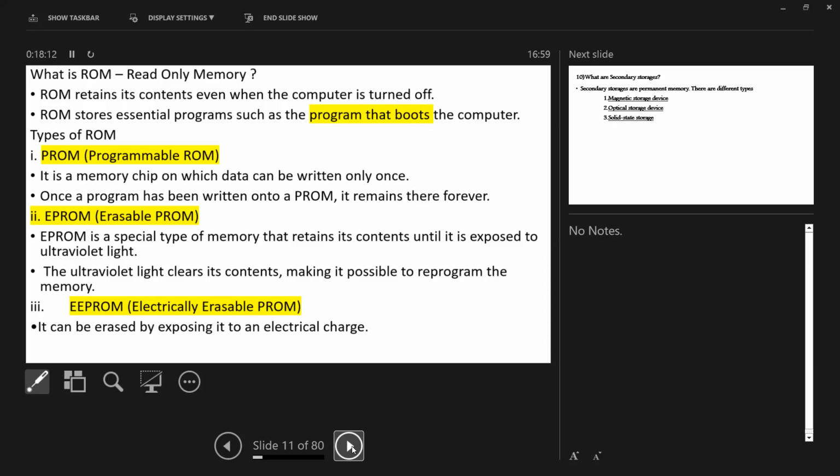EPROM, erasable programmable read-only memory, is a special type of memory that retains its content until it is exposed to ultraviolet light. Erasable programmable read-only memory data will remain until we expose it to ultraviolet light. Ultraviolet means UV. Ultraviolet light can erase the data stored in the EPROMs.